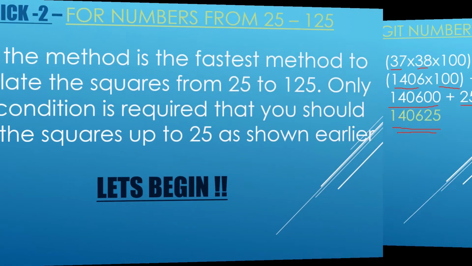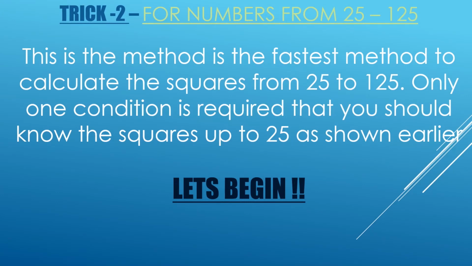That was only for numbers ending with 5. Now I'm going to tell you a trick to find squares from 25 to 125. So this method is the fastest method to calculate squares from 25 to 125. Only one condition is required, that you should know the squares up to 25, which we had shown earlier in this video. So let's get started.